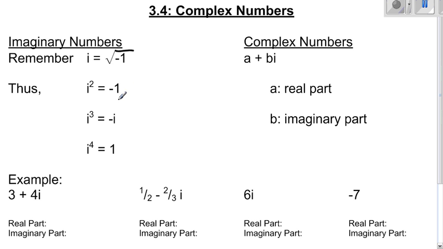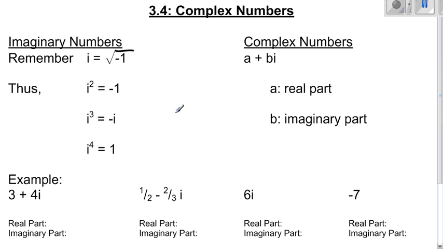i to the third would be -i, -1 times i. And i to the fourth would just be 1, because it's i squared squared, so -1 times -1 is +1. And this is a cyclical pattern, so then i to the fifth would just be the same as i. i to the sixth would be i squared. i to the seventh would be -i. And i to the eighth is the same as i to the fourth, just 1.